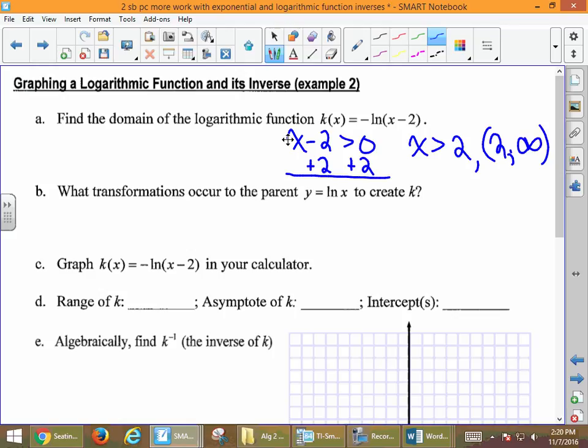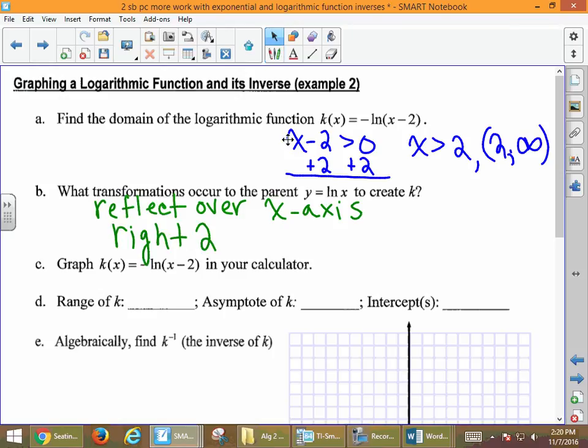Well, we have two transformations occurring on this function. The first one, there's a negative in front of the function. And what happens when there's a negative in front of the function? How do we reflect? Over which one? Next. We also have minus 2 inside the function. How do we transform that? Or what does that do? Move our function right 2.